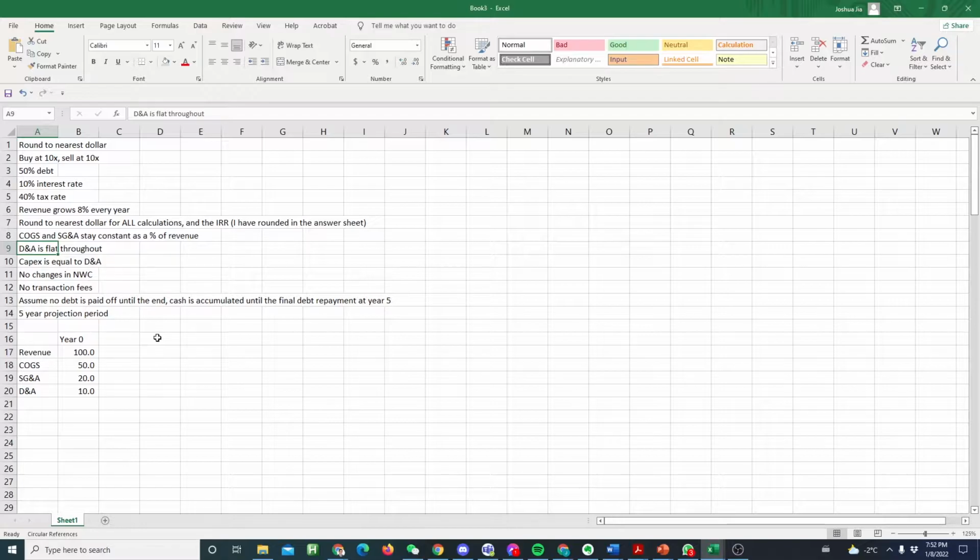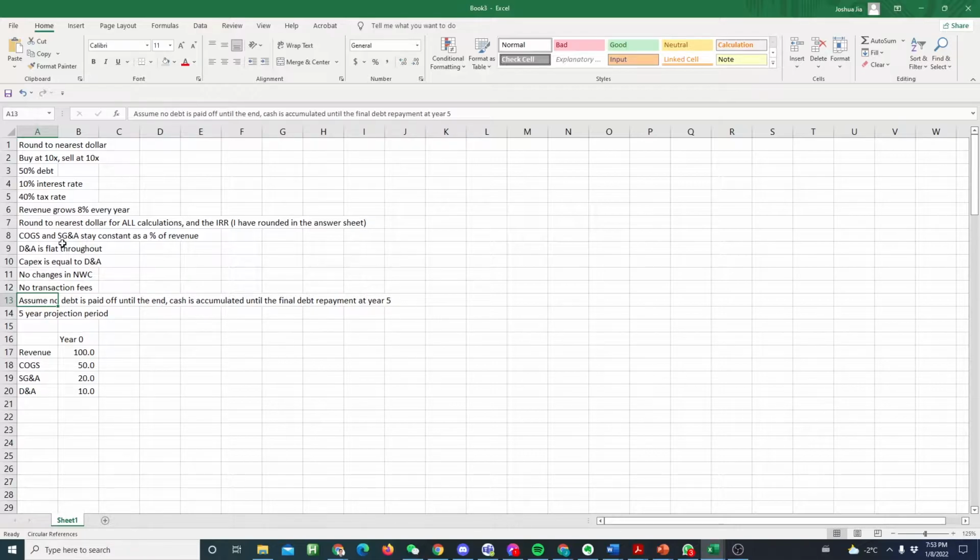Depreciation and amortization is just going to be flat throughout, so it's just going to be the same number, 10 million. This is in millions, let's say. CapEx is going to be equal to D&A, so once again, flat. No changes in net working capital, so we don't have to worry about that affecting cash flow. Normally we deduct any increase in net working capital. There are no transaction fees, so that makes the sources and uses very easy. Finally, we're going to assume that no debt is paid off until the end.